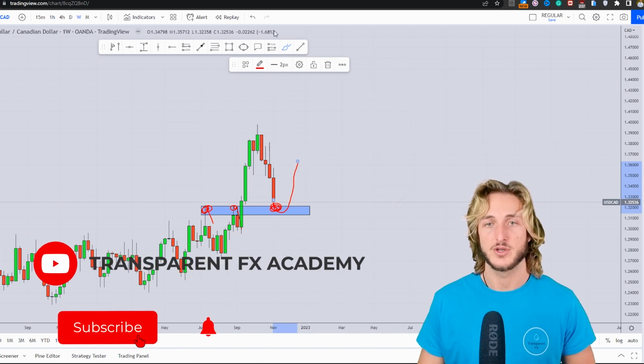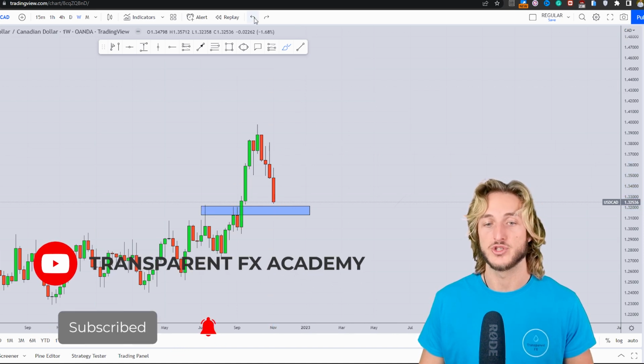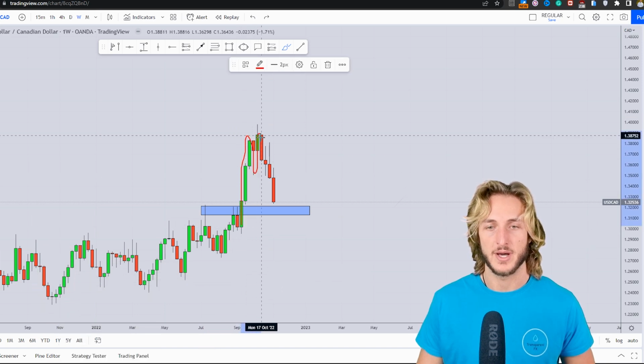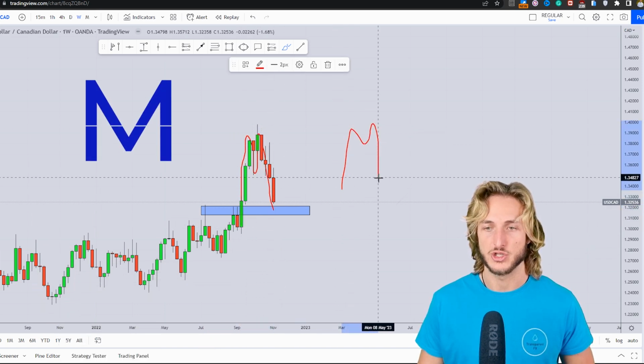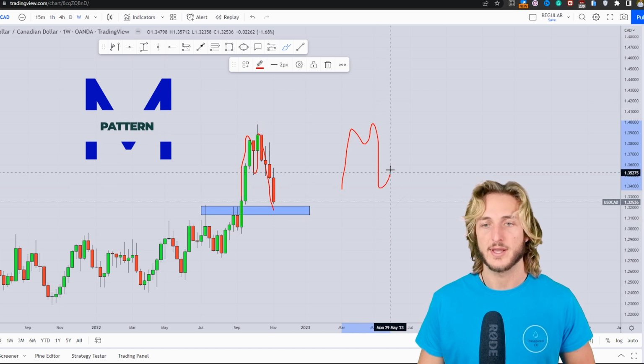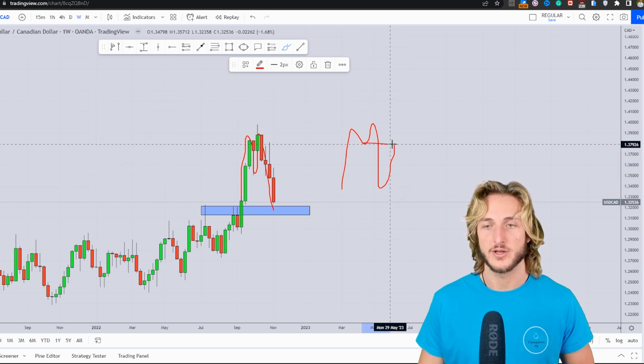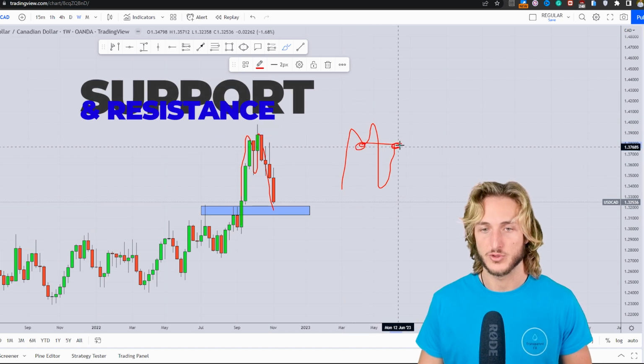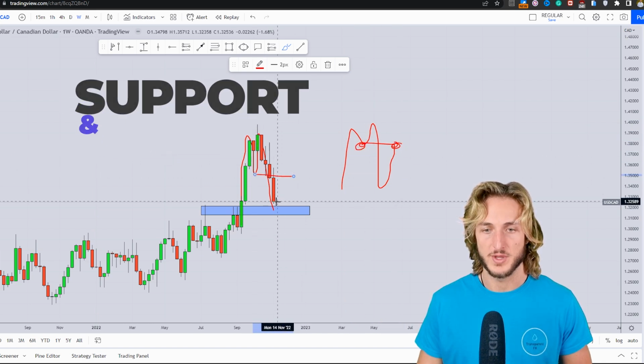And from here, there is a good probability to see a potential rejection higher. We can also notice how we do have the creation of this M pattern. And in general, after the creation of an M pattern, what you would expect is for the market to create a rejection higher to go and complete the pattern itself at the previous support turned resistance, which in this case would be at this area.